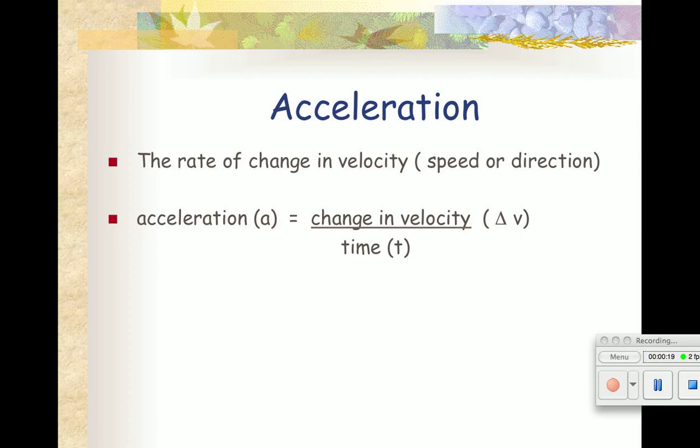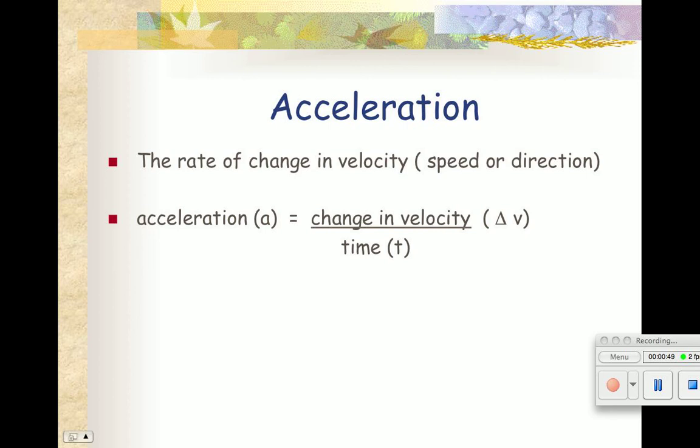So one of the ways before that we had described motion was by talking about speed or velocity. Speed being how far you went in a certain amount of time, or how fast you're going, your rate of movement. Velocity is the same thing except with a direction involved. Now we're going to take a look at another descriptor of motion, which is acceleration. And acceleration is how your velocity is changing. So how is your speed changing? How is your direction changing?